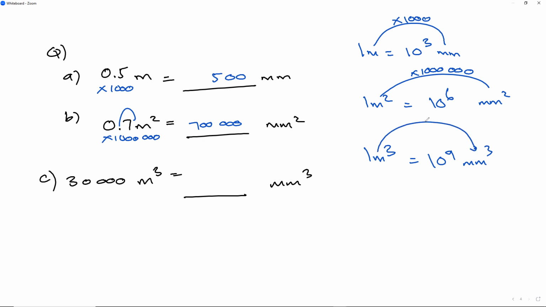So to go from there to there, we're going to multiply this by 10 to the power of 9. So that means it's going to get really, really big. We have to take these 4 zeros and add another 9 on top of it. 4 plus 9 is 13. So 1, 2, 3, 4, 5, 6, 7, 8, 9, 10, 11, 12, 13 zeros for this one, to get it into millimeters cubed.